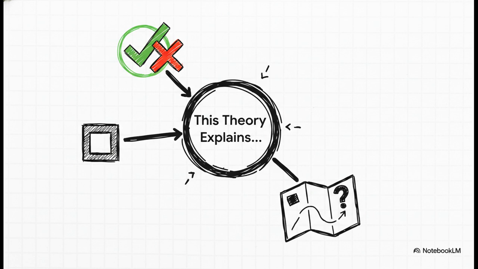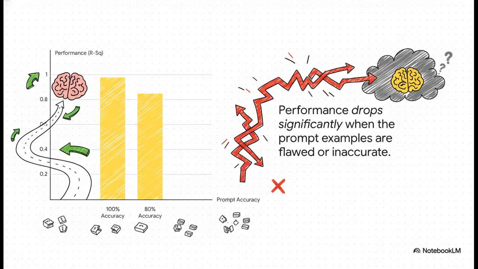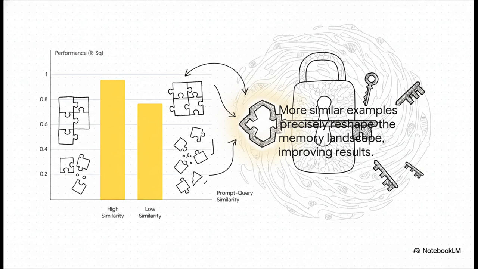Let's take a quick look at the data. First up, accuracy. If you give the model incorrect examples, it's like giving it bad directions. It reshapes that memory landscape in completely the wrong way, which makes it way harder to find the right answer. And as you can see, performance just takes a nosedive when the examples are flawed. And then there's similarity. The more your examples look like your final question, the more precisely they reshape that memory landscape. It's kind of like using a perfectly shaped key to unlock a specific memory. Higher similarity, as you'd expect, leads to a much better result.